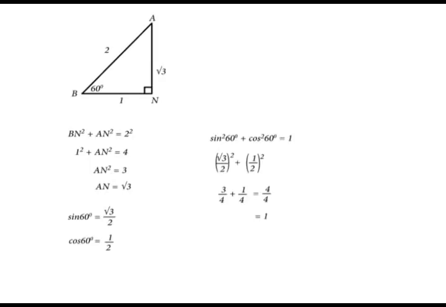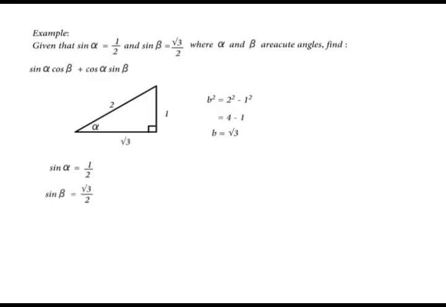We take a few examples. 1. Given that sine alpha is equal to 1 over 2 and sine beta is equal to root 3 over 2, where alpha and beta are acute angles, find sine alpha cos beta plus cos alpha sine beta.